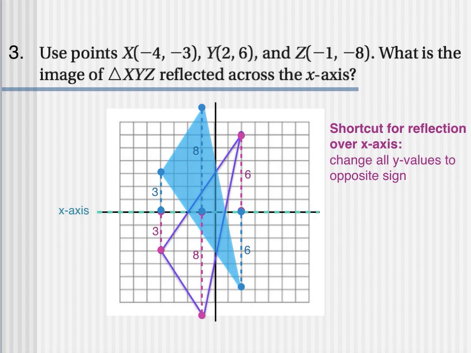There's a version of that shortcut for reflections over the y-axis. It's just that for reflections over the y-axis, it would change all the x values to the opposite sign instead of the y values.